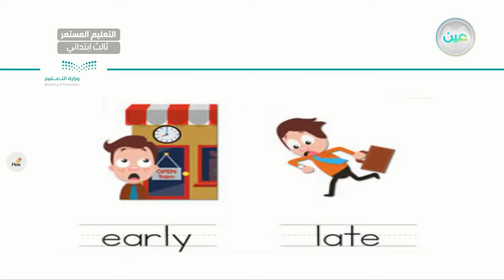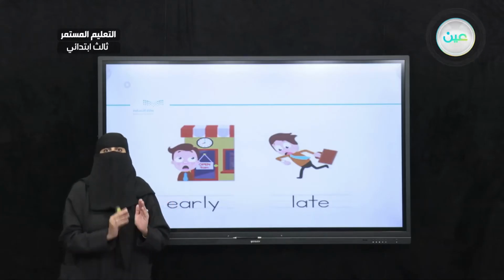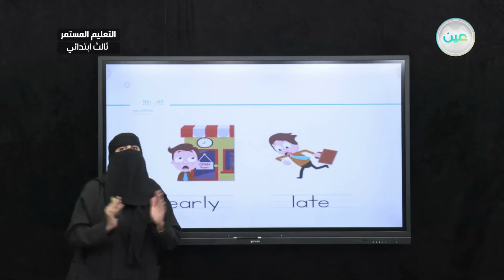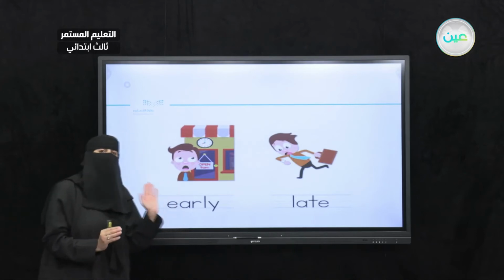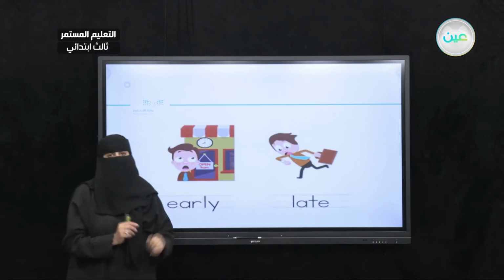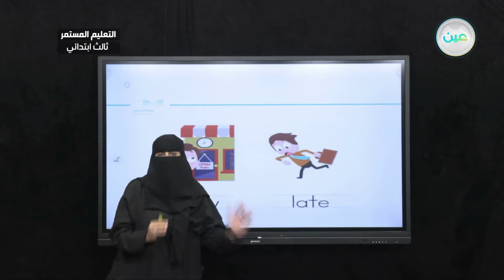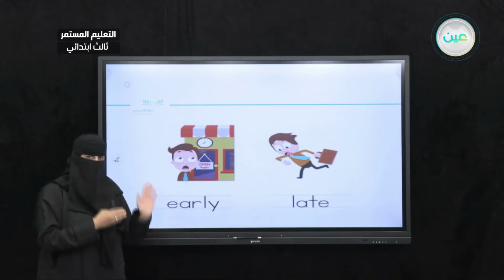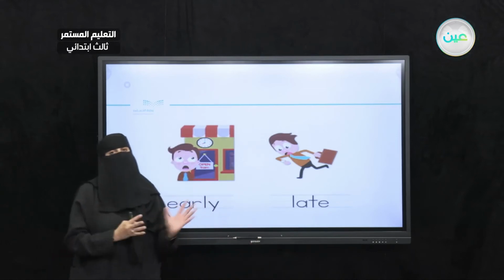Okay, so look at these 2 pictures, my dear student. As you can see, the one to your left arrived at the shop early. It's not open yet, so he is early. But look at the other man. He is running, looking at his watch because he is late. I hope you got the meaning of early and late now.